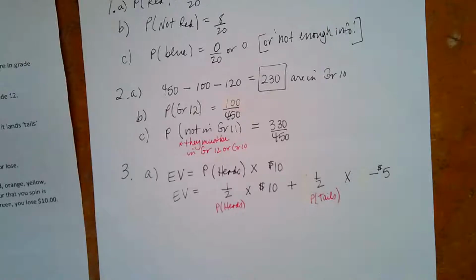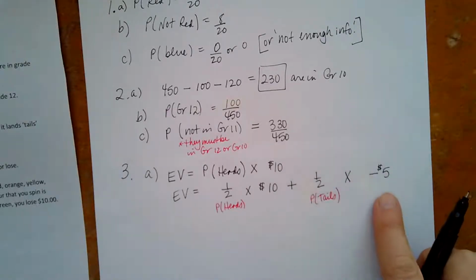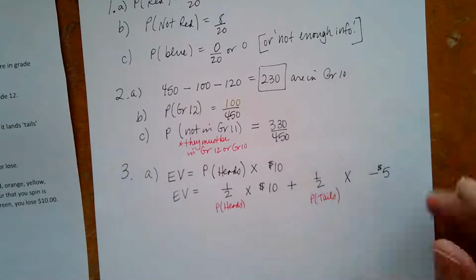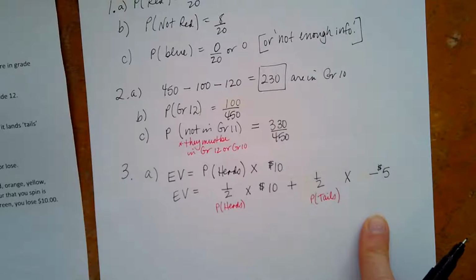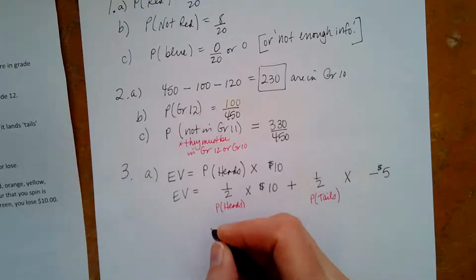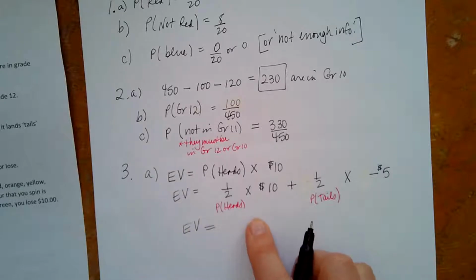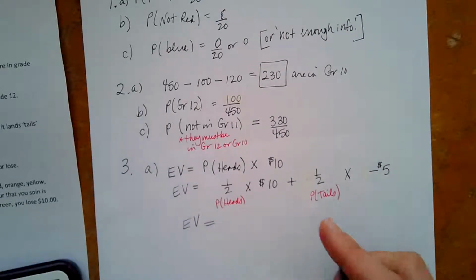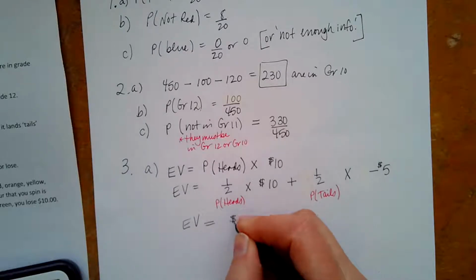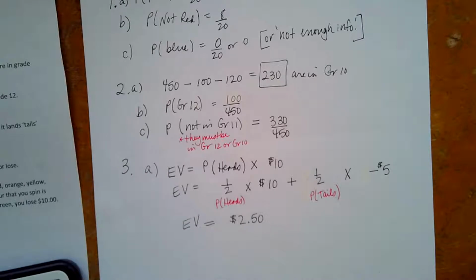So cost of play is, I think this is the only way I'm going to get a negative amount, right? The cost to play is if it lands tails, right? I think it's a very confusing expected value. So I have $5 minus $2.50, so it's going to be $2.50. It's a very confusing one.